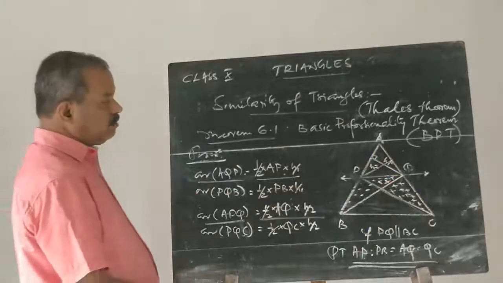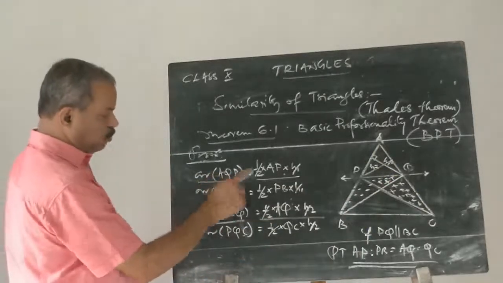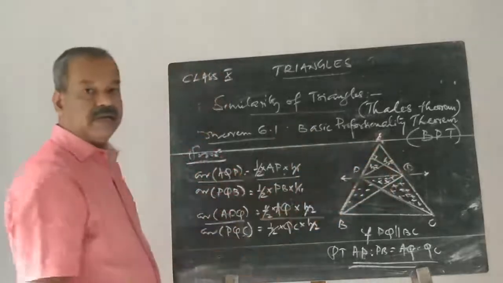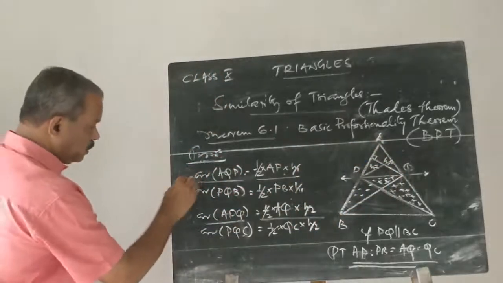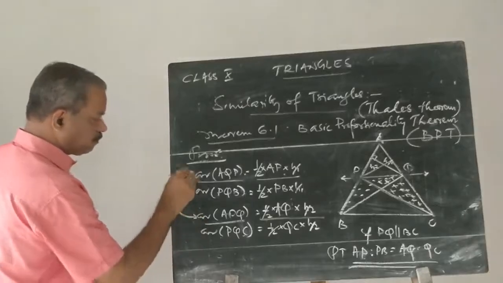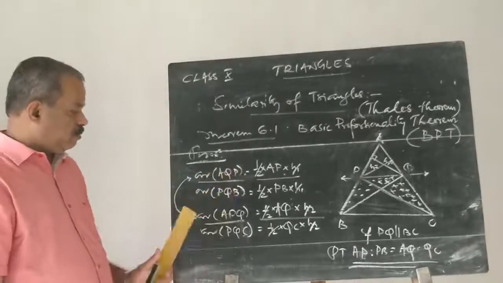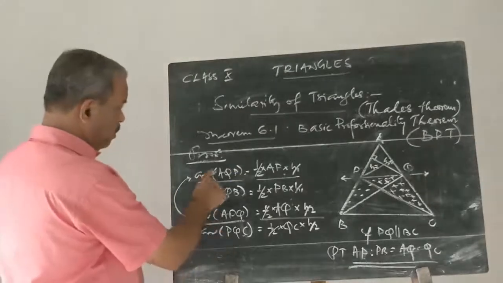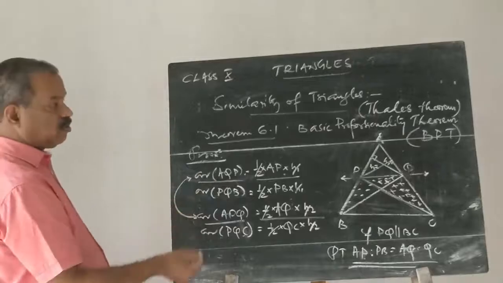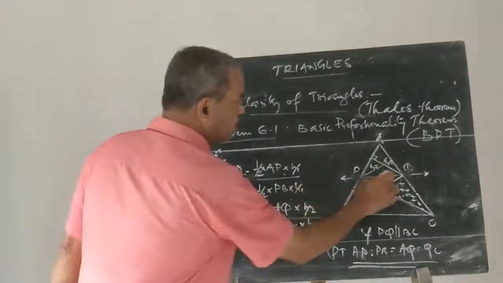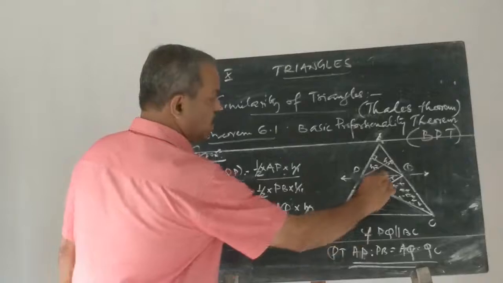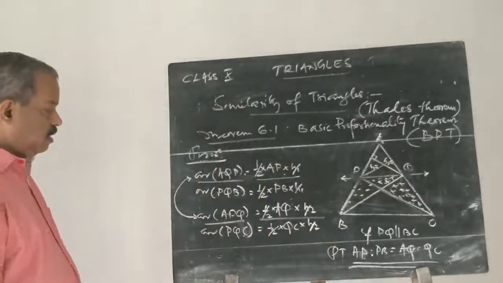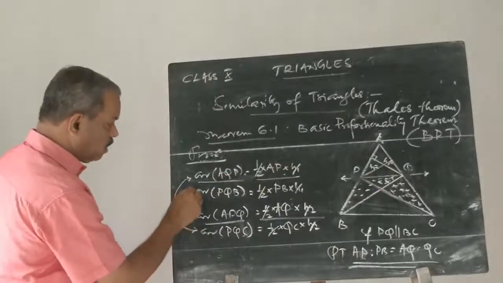Now what is the relation between the area of AQP and APQ? APQ and AQP are the same. That means these two are equal. The areas of AQP and APQ are equal, so the numerators are equal. Then what about the denominators? The areas of PBQ and PQC, are their areas equal?